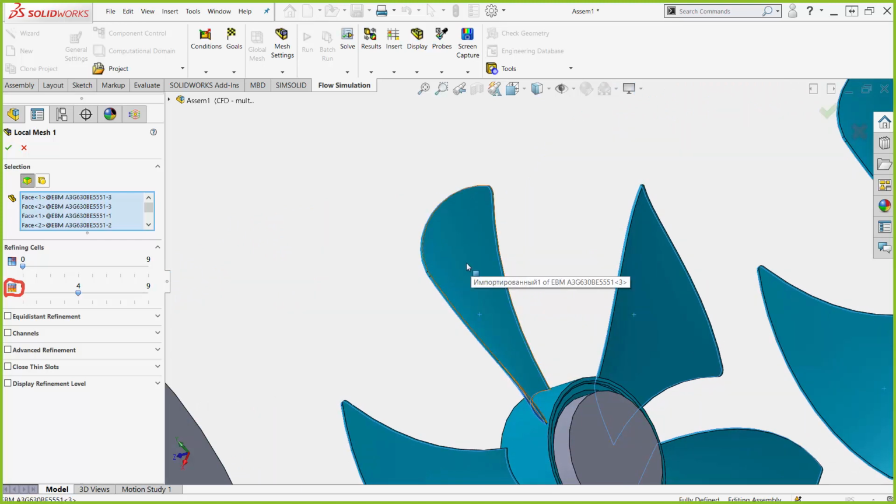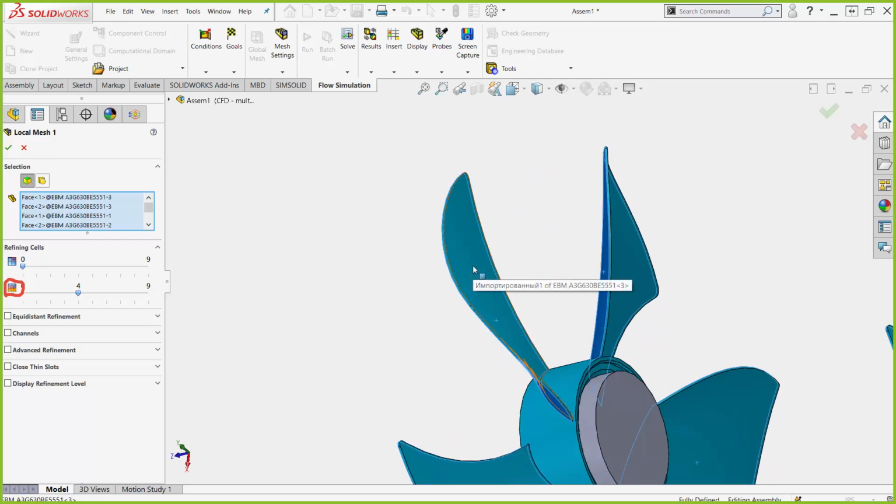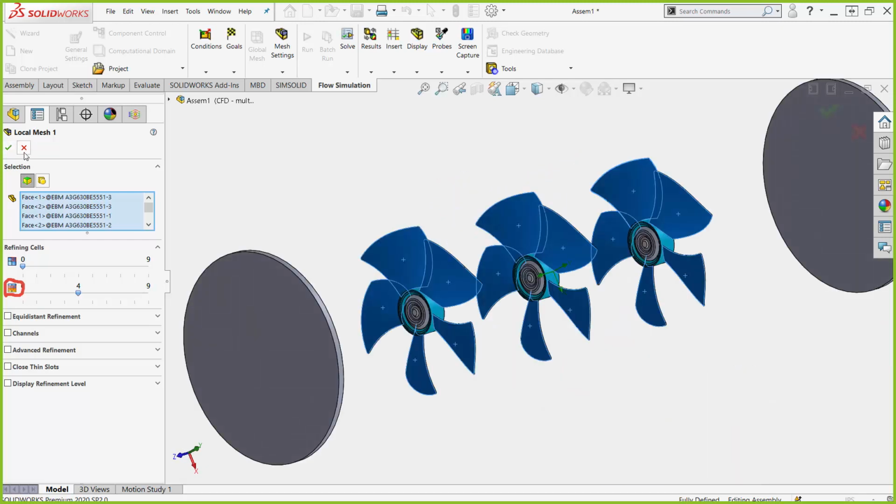You'll see I didn't click all the back faces as well. I don't think that's necessary. By forcing the mesh to get smaller around this face, naturally it's going to be smaller around the back face as well. So I've made that mesh 4 times smaller.